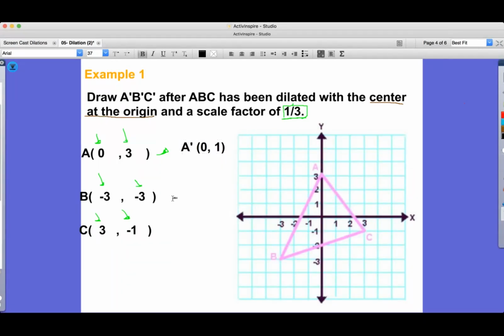Negative 3 times 1/3 is negative 1, and we're going to do that twice. So here B prime is going to become negative 1, because negative 3 times 1/3 is negative 1, and then negative 1, because we have another negative 3. For C prime, 3 times 1/3 is going to be positive 1 this time, because we have a positive 3, and negative 1 times 1/3 is negative 1/3.